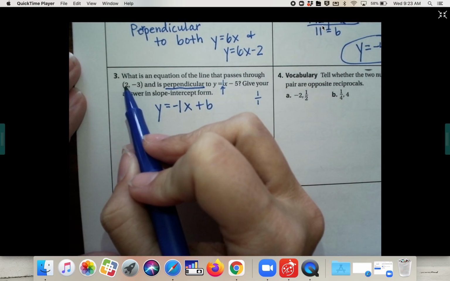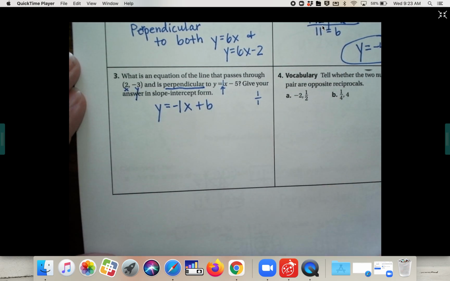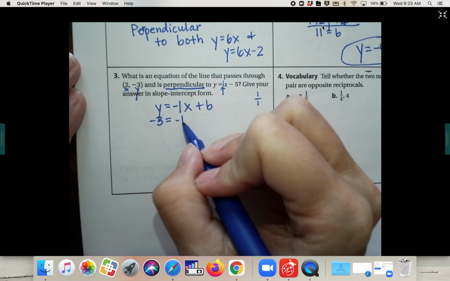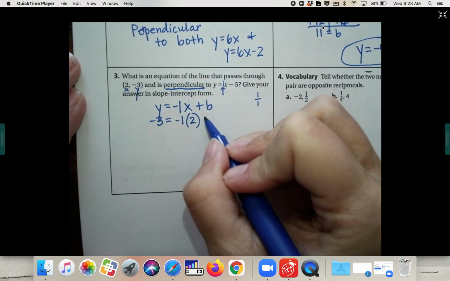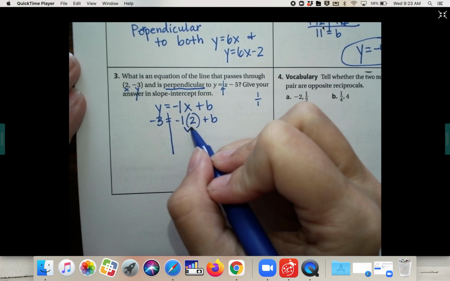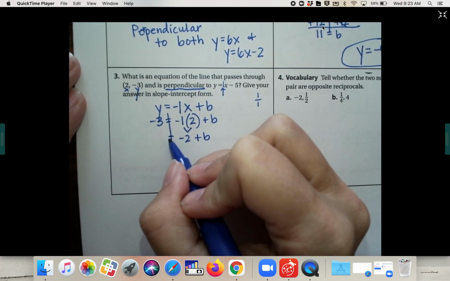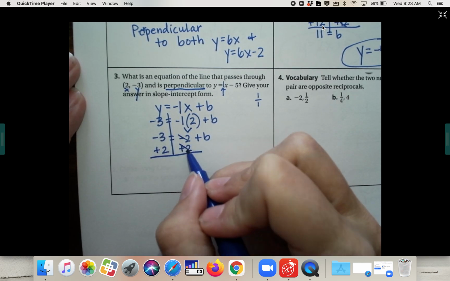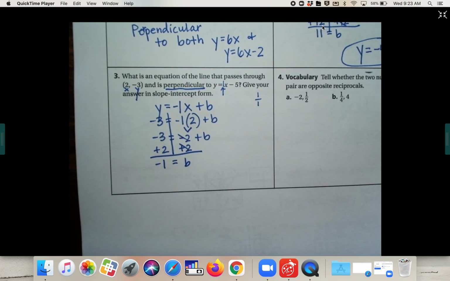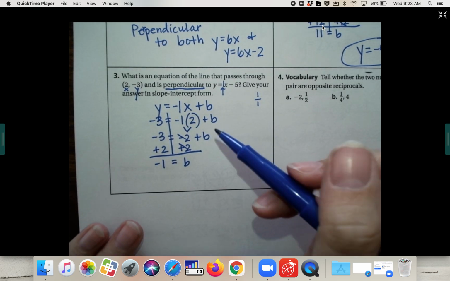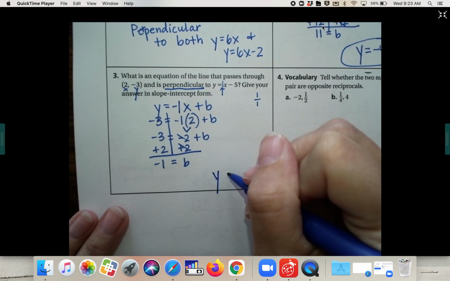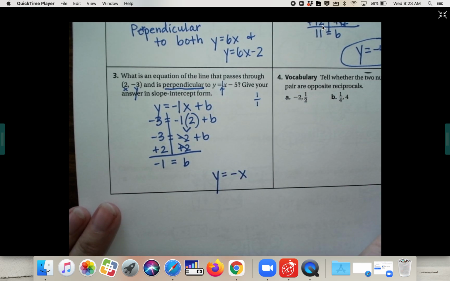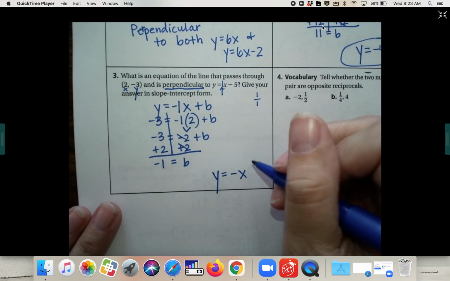And again, I'm going to borrow this x and this y to plug it in to find my new b. So I'm going to borrow negative 3 here, and I'm going to borrow 2 here. So this would be negative 2, which means I would need to go back and add 2 to both sides. And then b is going to be negative 1. So my new perpendicular equation would be y equals negative x, because that's the opposite reciprocal, and then minus 1 is my b.